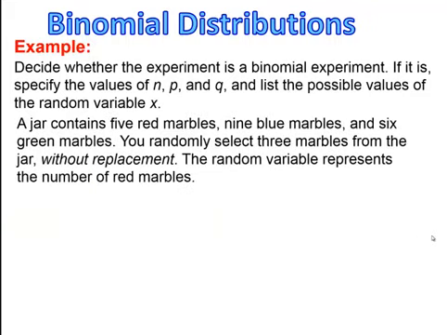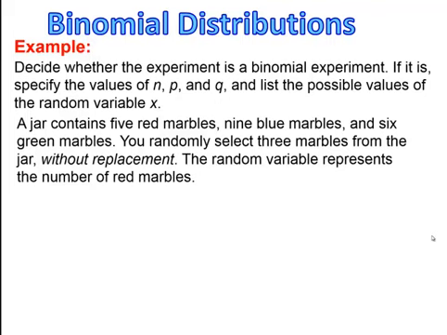This next example, again, we're doing the same thing. We want to find if it's a binomial experiment, and if it is, we're going to name the N, P, Q, and our random variables. We have a jar that contains 5 red marbles, 9 blue marbles, and 6 green marbles. You're randomly selecting 3 marbles from the jar without replacement, and the random variable represents the number of red marbles.